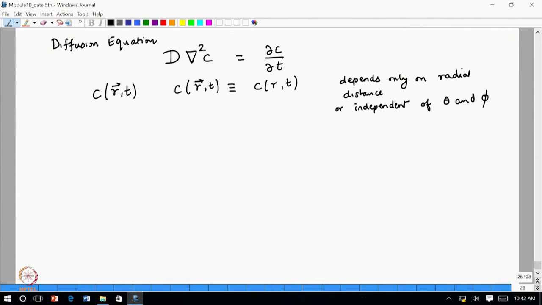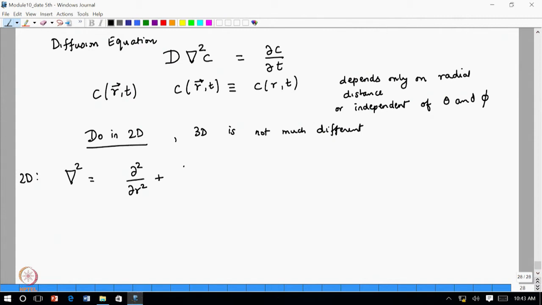Now whether you solve it in 2D or 3D, there will be a difference. So for simplicity, we'll do this in 2D. 3D is not much different. Just to emphasize, if you see the Laplacian, in 2D your Laplacian looks like dou squared by dou r squared plus 1 by r dou by dou r plus 1 by r squared dou squared by dou theta squared.